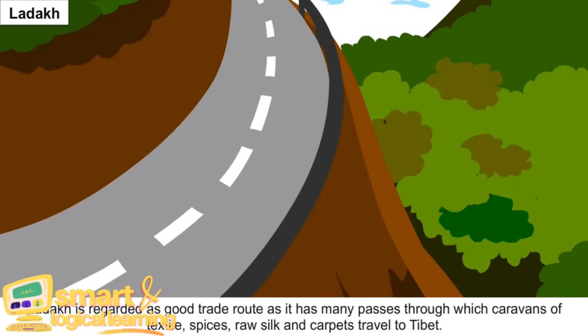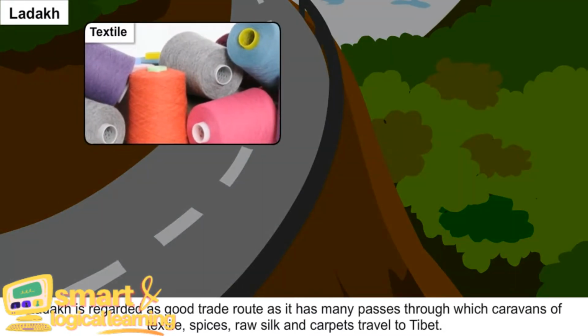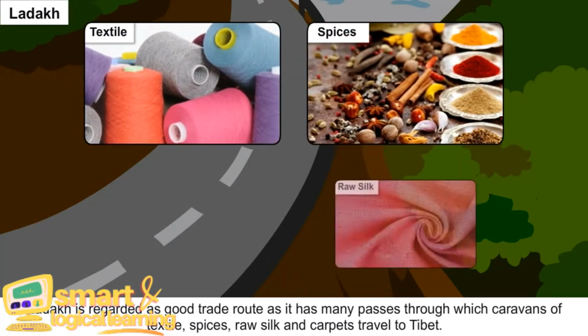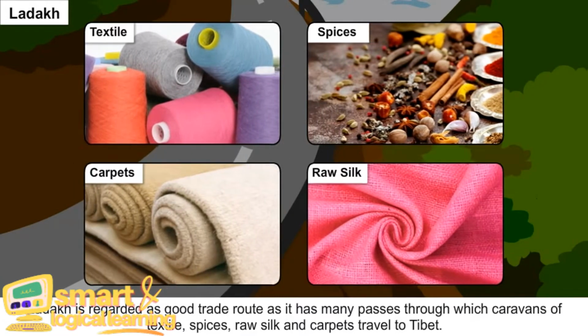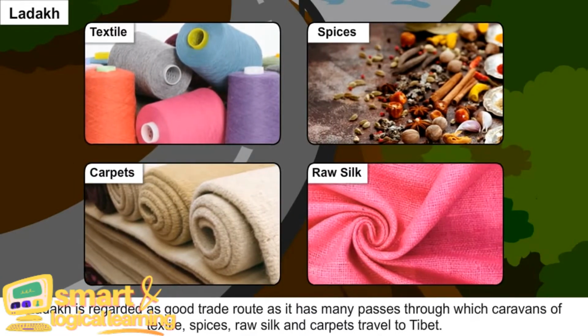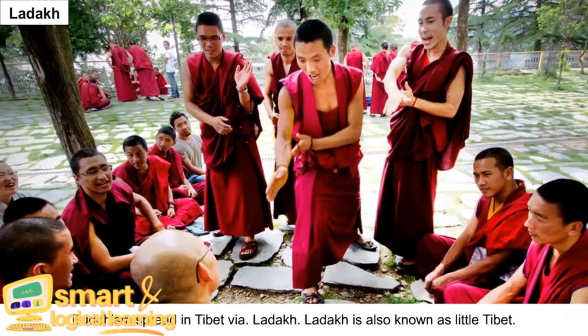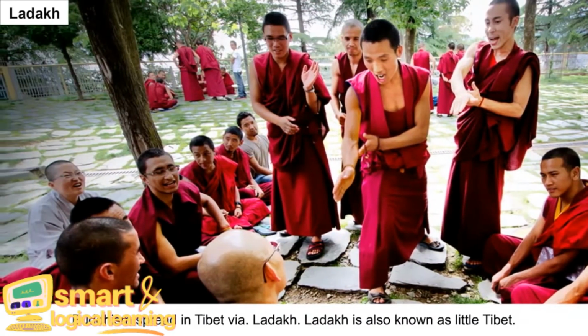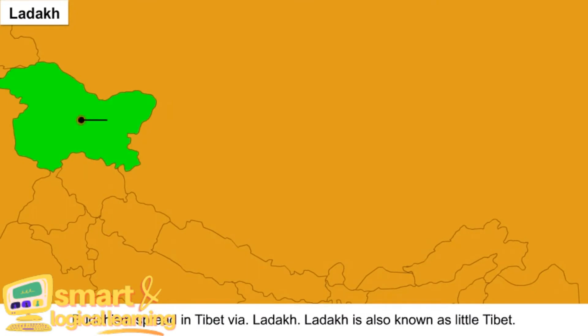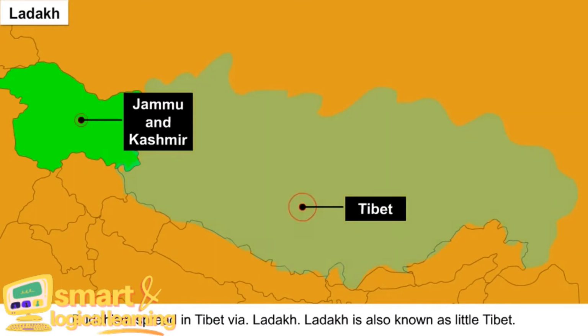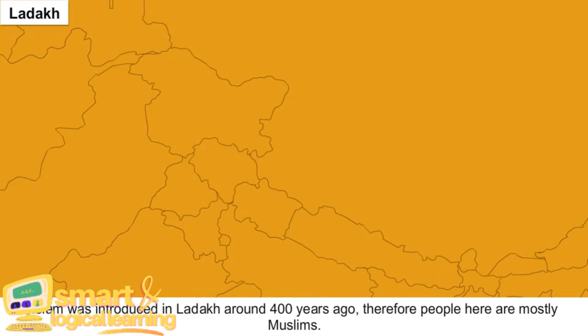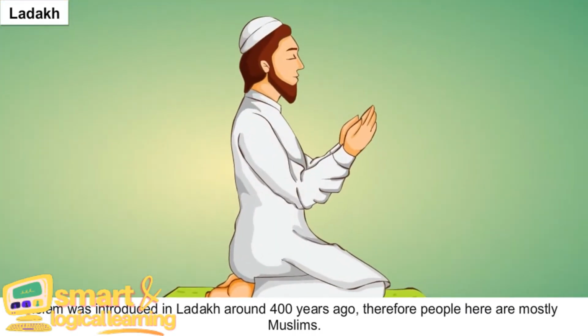Ladakh is regarded as a good trade route as it has many passes through which caravans of textile, spices, raw silk and carpets travel to Tibet. Buddhism spread in Tibet via Ladakh. Ladakh is also known as Little Tibet. Islam was introduced in Ladakh around 400 years ago. Therefore, people here are mostly Muslims.